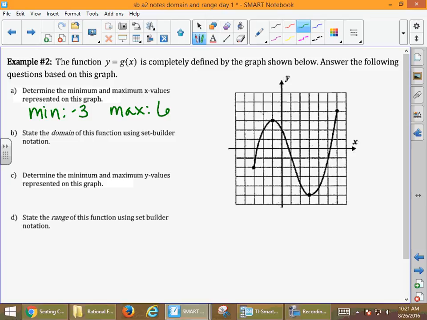And it says, state the domain of this function using set builder notation. Well, let's draw our bracket there. Domain is an x, so we're going to have x bar. And all of our x's are in between -3 and 6. So x is in between -3 and 6. And then we'll put in our symbols there, which should always be those symbols.